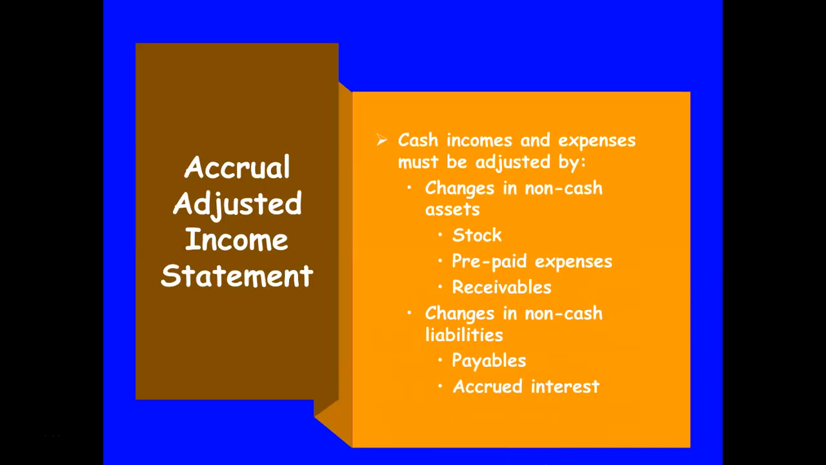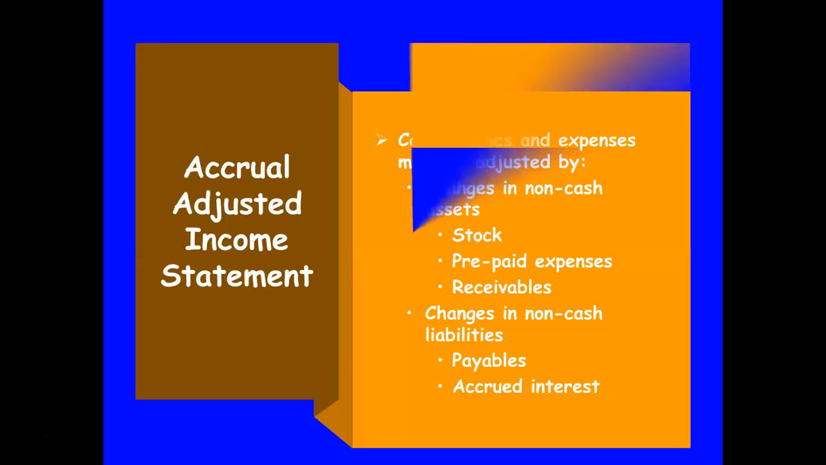This is all about the accrual adjusted income statement. Cash incomes and expenses must be adjusted by changes in non-cash assets, for example stock, prepaid expenses and receivables, and changes in non-cash liabilities, for example payables and accrued interest. They are very important examples.